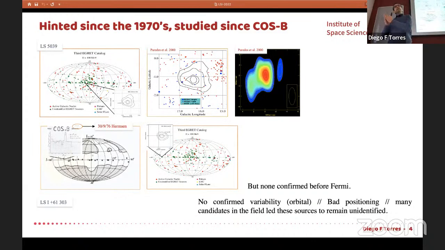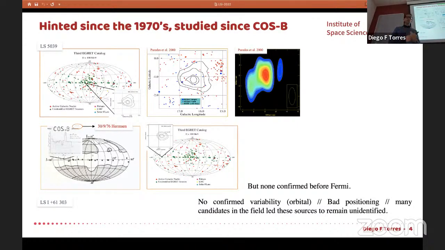But still, in the beginning of the 2000s, before Fermi, we didn't have any confirmation that gamma ray binaries were actually emitting in gamma rays. We had hints, but since the positional error was so large, associating the binary, which is of course a star in the sky, with a region the size of many full moons in the sky, is impossible.